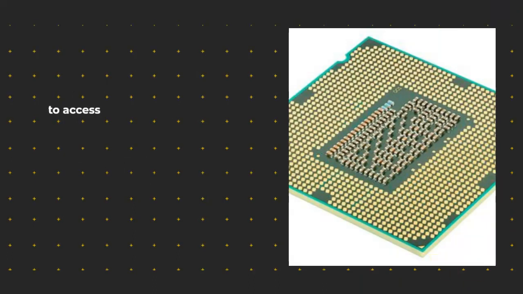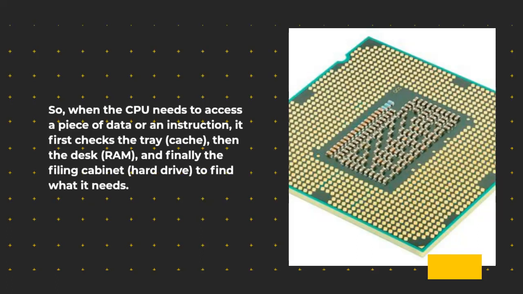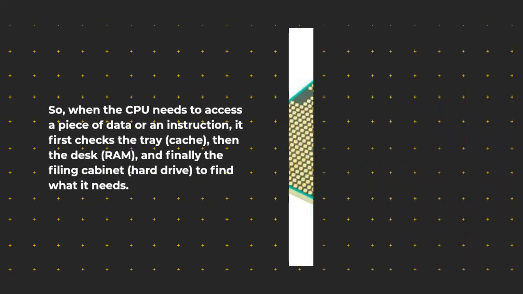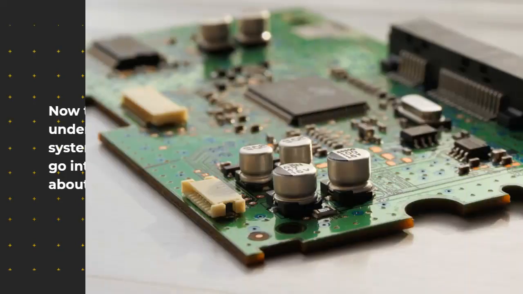So, when the CPU needs to access a piece of data or an instruction, it first checks the tray or the cache, then the desk, the RAM, and finally the filing cabinet, which is the hard drive, to find what it needs. Now that you have a better understanding of how these systems work together, let's go into a little more detail about each one.